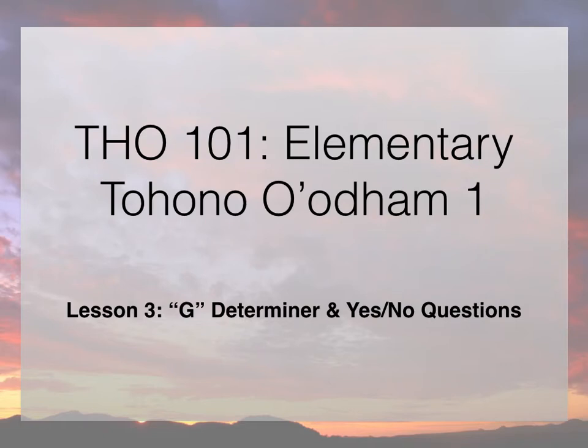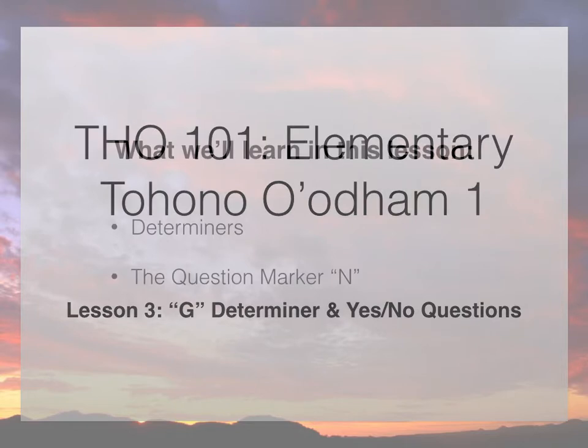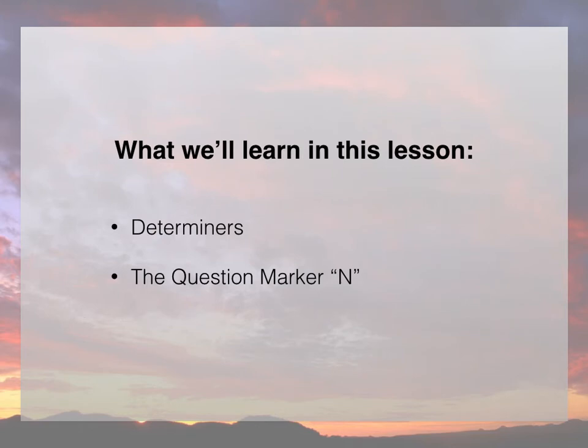Skugtash, welcome to Elementary Tono Autumn 1, Lesson 3, the G determiner and yes or no questions. In this lesson, we'll learn about determiners in Autumn and the question marker N for forming yes or no questions.